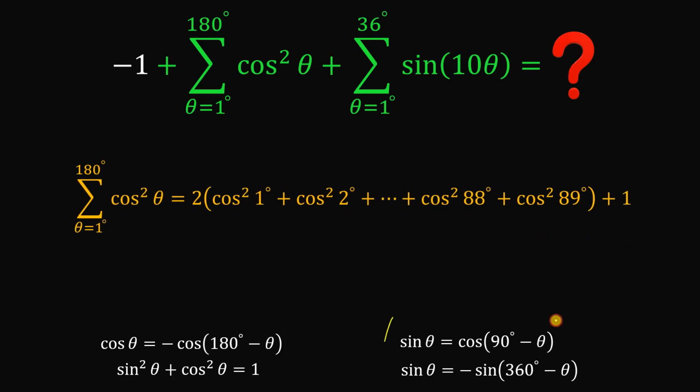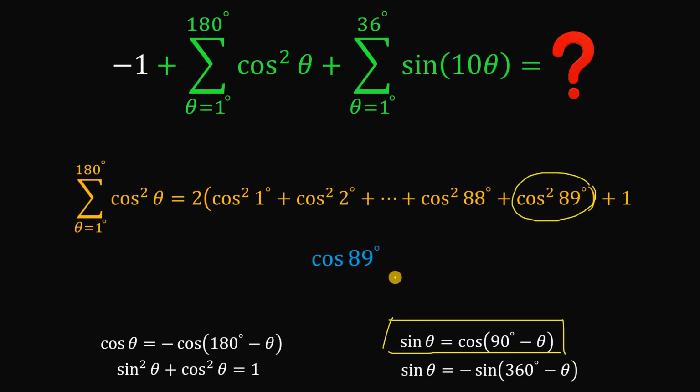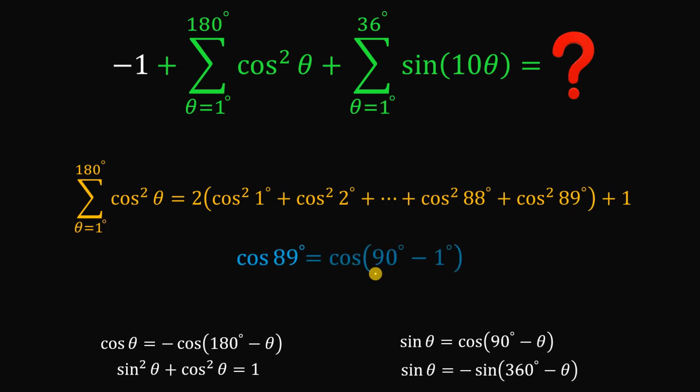Now at this point, we will use the hint that says that sine theta must be equal to cosine of 90 degrees minus theta. Now let's first get this cosine 89 degrees, without the square. What is the equivalent of cosine 89 degrees? Cosine 89 degrees must be equal to cosine of 90 degrees minus 1 degree, because 90 degrees minus 1 degree is just 89 degrees.